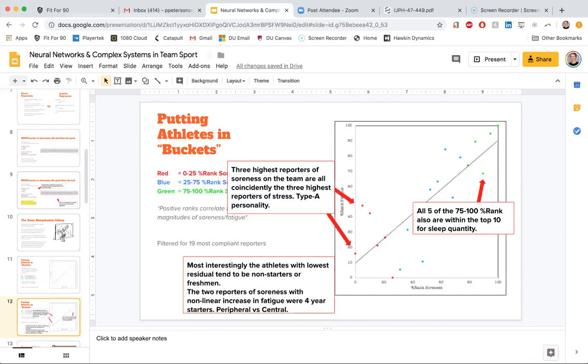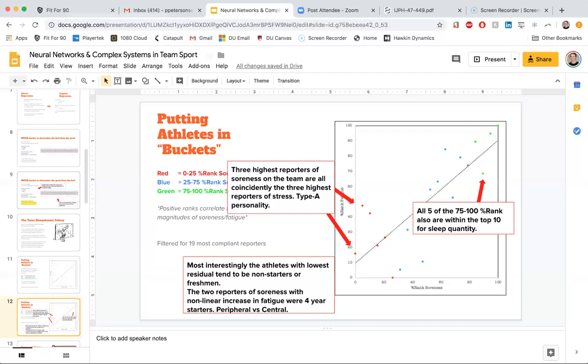The highest reporters of soreness in this model are the ones that coincidentally were the three highest reporters of stress. They had the type A personality, right? So these guys actually were in that fight or flight mode all the time. And aside from that, with their type A personality in our context and environment, they are actually the type to go home after practice and be sure that they're up on their studies, not the guys that'll fall asleep or put things off, you know, in season.